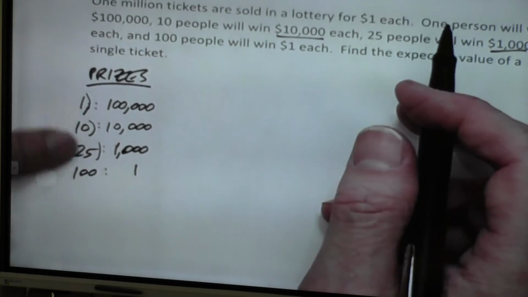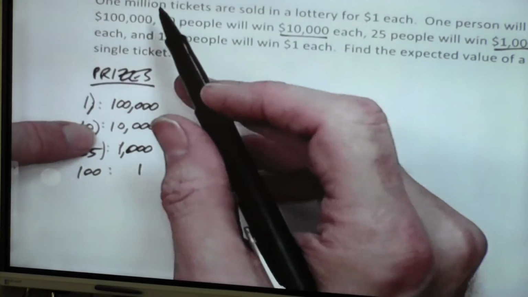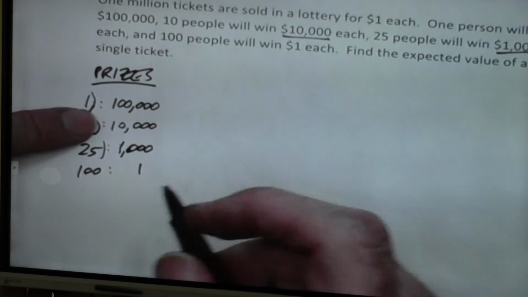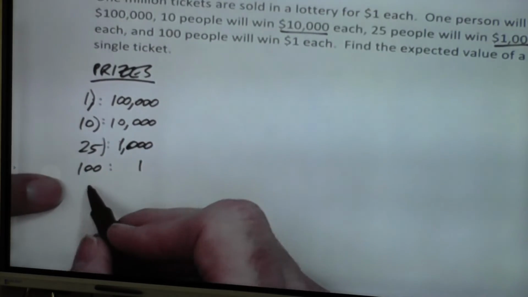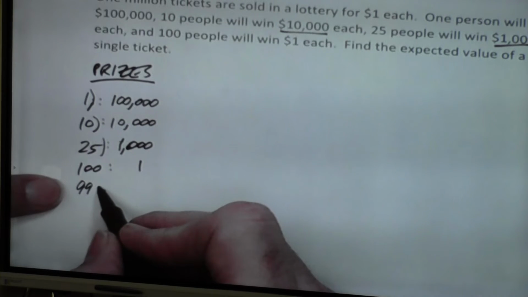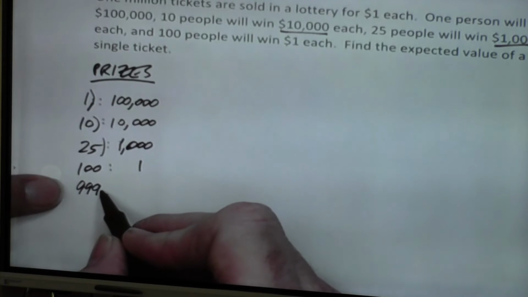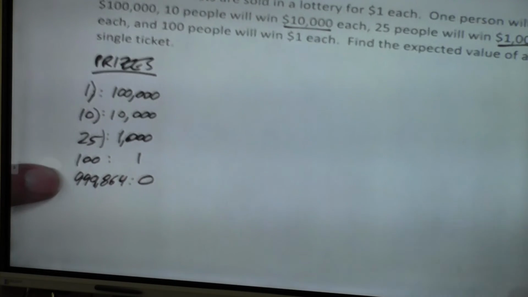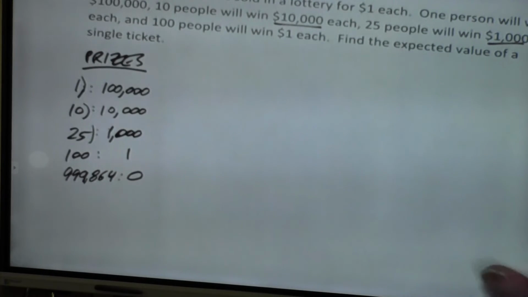125, 135, 136 people out of those 1 million people who buy tickets are going to get a prize. That means the people who get nothing, if you subtract that, you will get 999,864, they get 0.